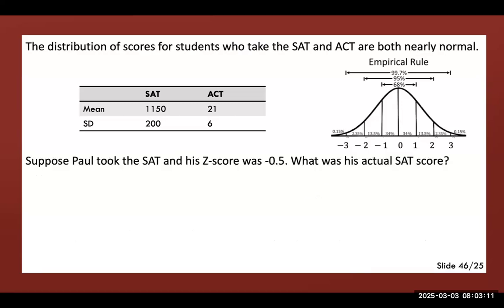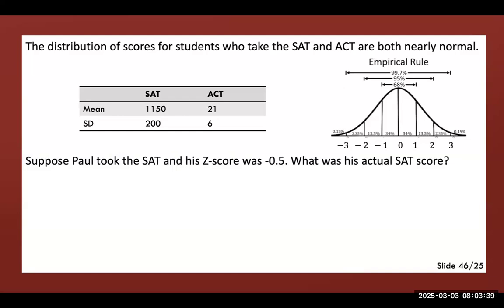So suppose Paul took the SAT and his Z-score was negative 0.5. What was his actual SAT score? Negative 0.5 means he's half a standard deviation below. If it's negative, it means we're below the mean. If it's positive, it means we're above the mean. Because it's negative 0.5, we're going to take half the standard deviation and subtract it from the mean. That means he got a 1050.